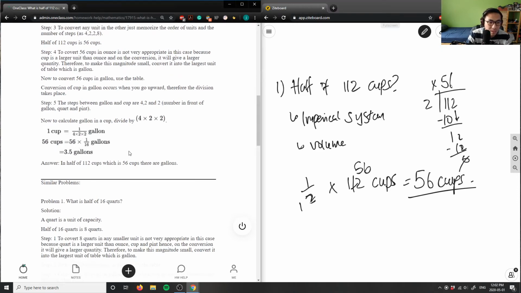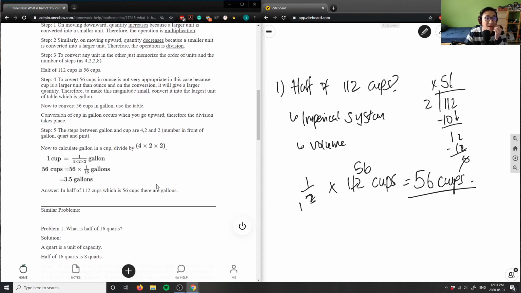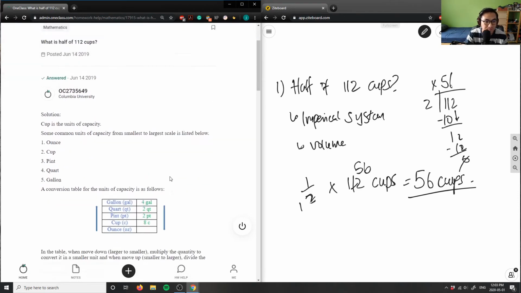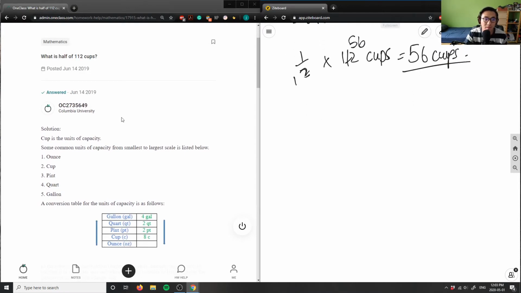They want it in gallons. Oh, they might have wanted it in gallons. So let's switch this into gallons first. We have 56 cups, and it didn't say here to convert to gallons, but maybe I'll convert to gallons for you as well. So let me just write out the conversion rates for you.